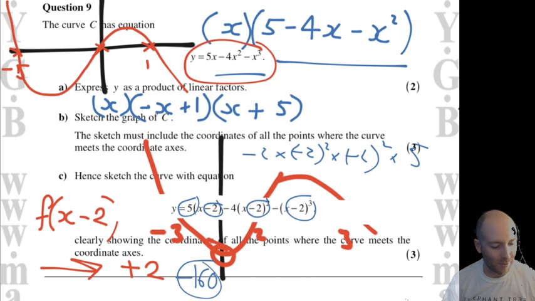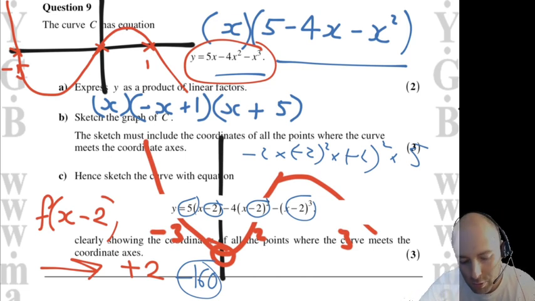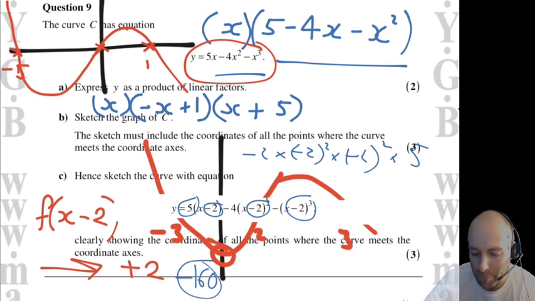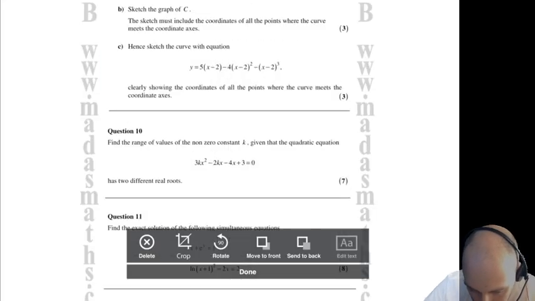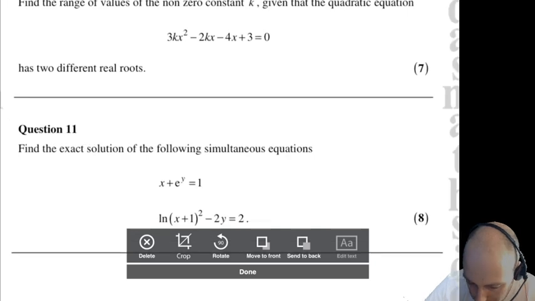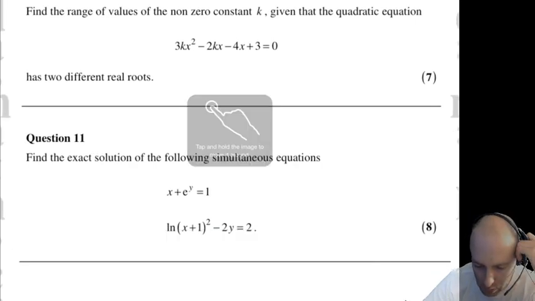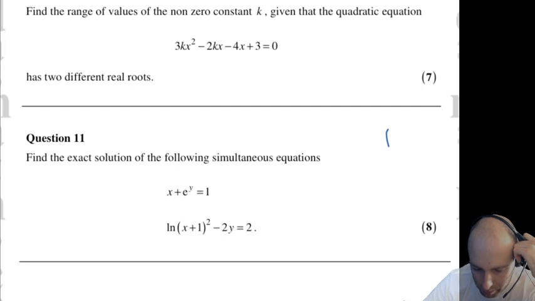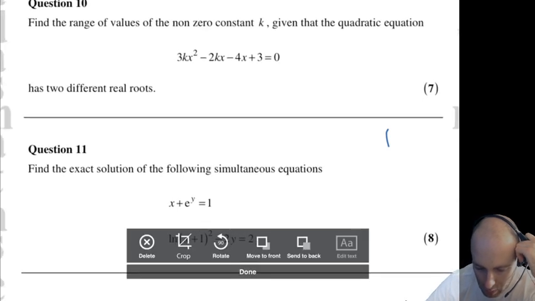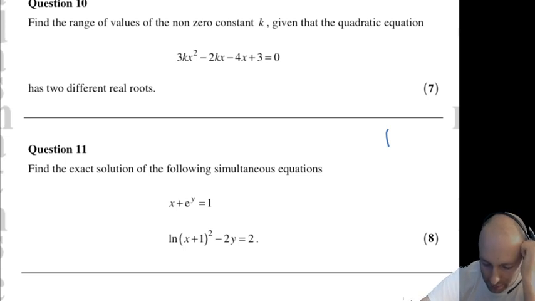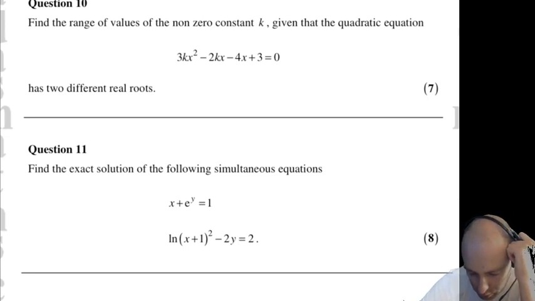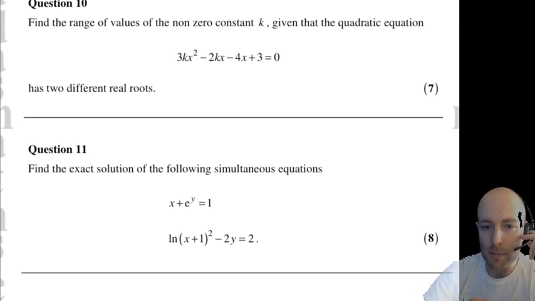Right, anybody got any questions about that? So tricky question, but it's on an easy topic. So this is one of the harder papers. All right, question 10. Do you guys want to do both of these at once or one at a time? What have we got? Let's find k given it's got 2 roots and solve those two.